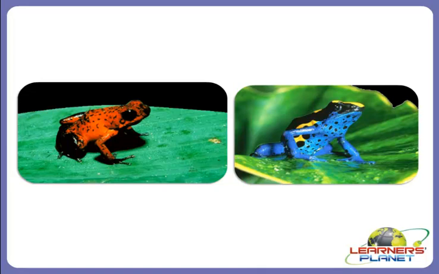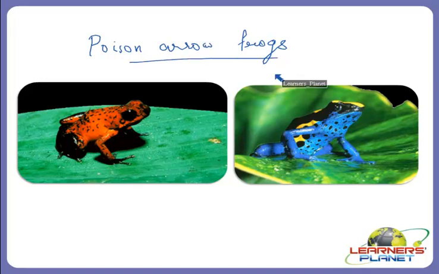Like this is a picture of the poison arrow frogs. These are two different pictures of the same animal, poison arrow frogs. So these are the animals which are poisonous, and they use bright colors to warn predators to leave them alone. There are several species of such brightly colored poison arrow frogs.